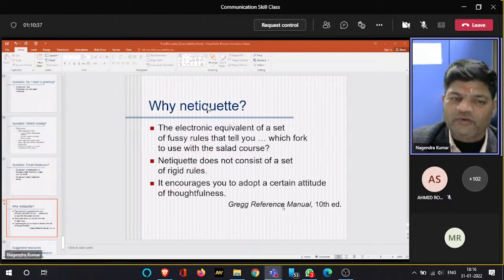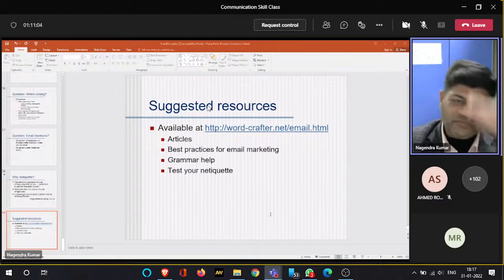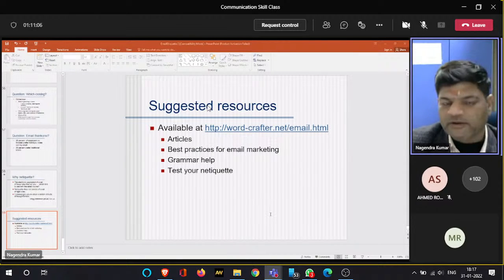So what do we understand by netiquette? It is net plus etiquette, the electronic equivalent of a set of fuzzy rules that tell you which fork to use with the salad course. Netiquette does not consist of a set of rigid rules, however, and it encourages you to adopt a certain attitude of thoughtfulness. That's it, it is not too rigid. And this is the available resource that you can look for, and this is all about it.